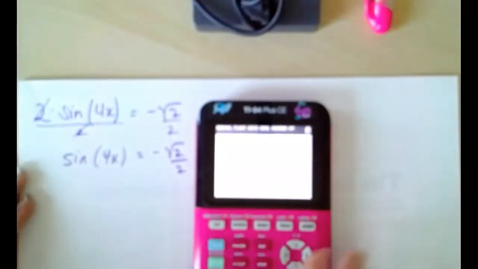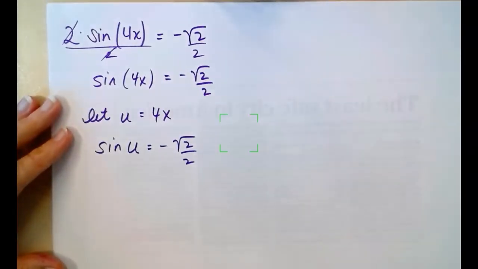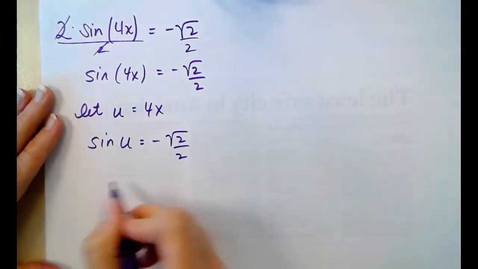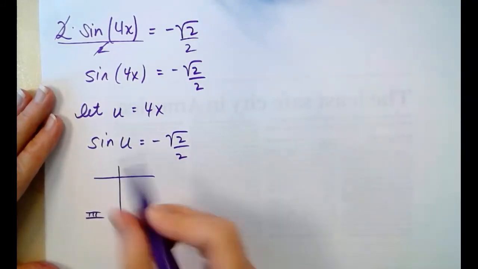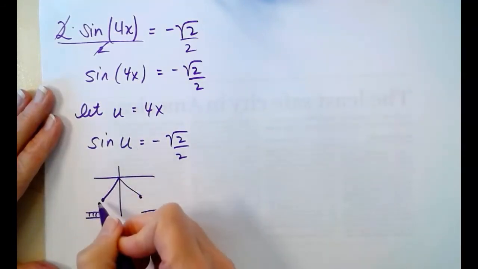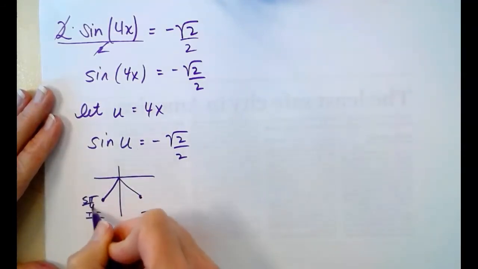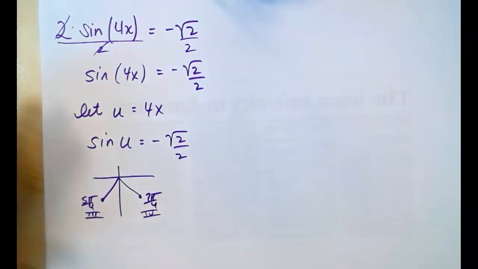We're going to find them all, and we're going to do it with substitution. So let u equal 4x. So if u equals 4x, then the sine of u equals negative root 2 over 2. So think on the coordinate plane, where does the sine equal negative root 2 over 2? The sine is negative in quadrants 3 and 4. And that is going to be here and here. 1 fourth, 2 fourths, 3 fourths, 4 fourths, 5 fourths pi and 7 fourths pi.